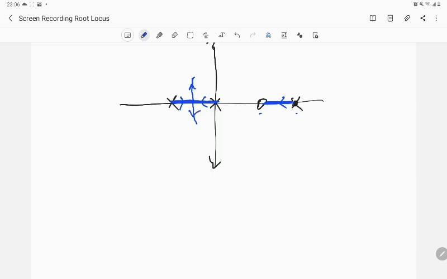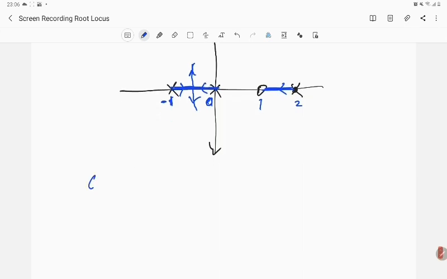So which line of asymptote are they going to move on? Let me make this 2, 1, minus 1, minus 2. This is 0 and minus 1. So in that case, the centroid of the asymptotes will be equal to the summation of poles minus the summation of zeros, all over the number of poles minus the number of zeros.